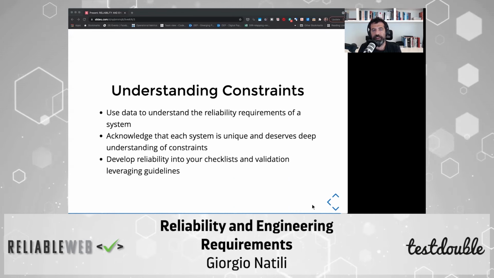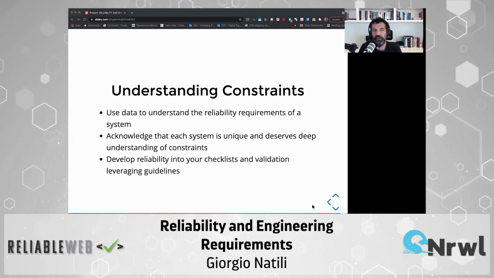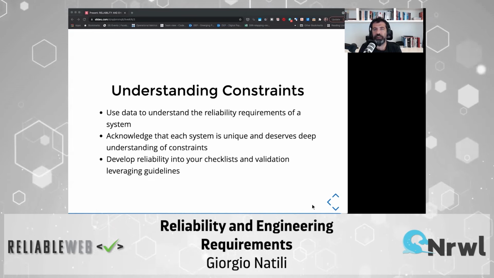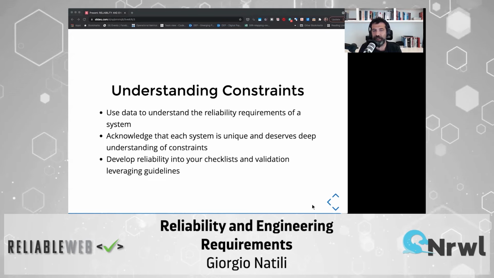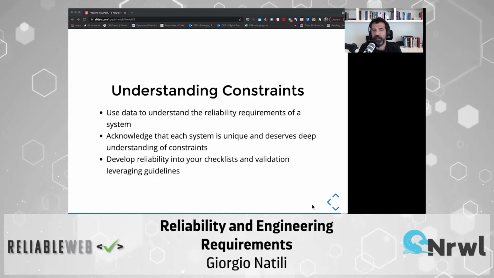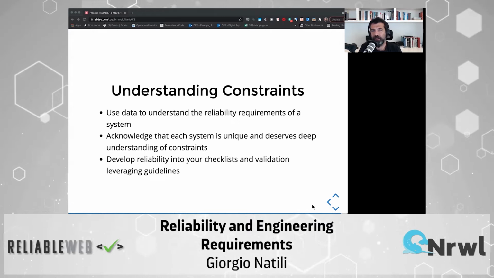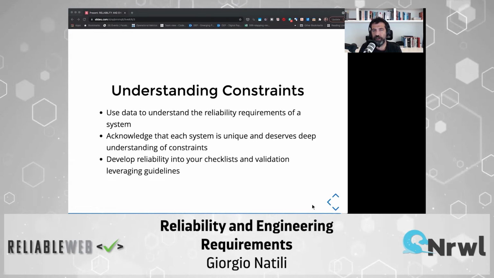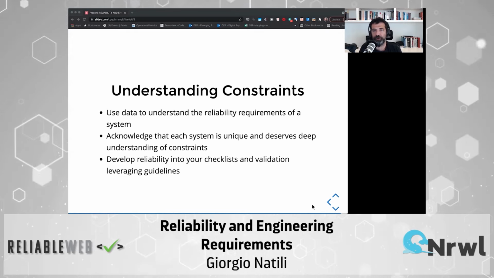We also discussed how important it is to understand your constraints. Always use data and understand through data what are the real reliability requirements of a system. Acknowledge that every system is unique and deserves deep understanding of constraints. Develop reliability into your checklist and validation techniques to be sure that since day one, your system is talking about reliability from the conception to the implementation.